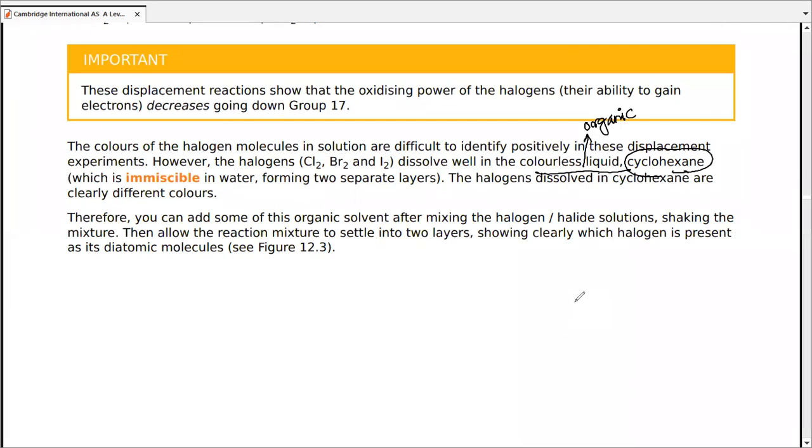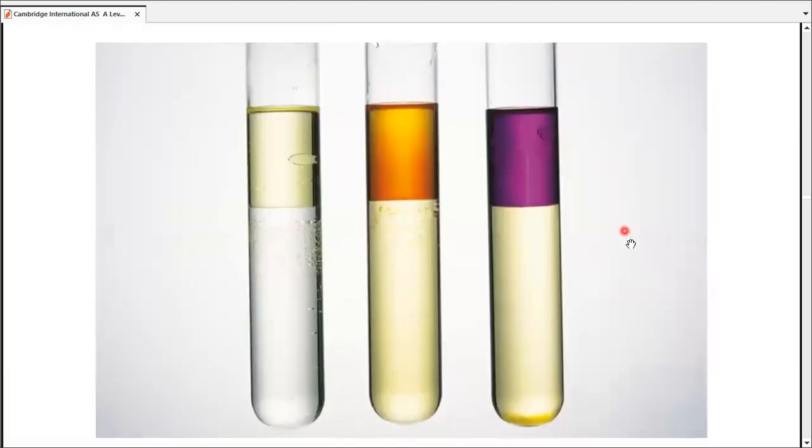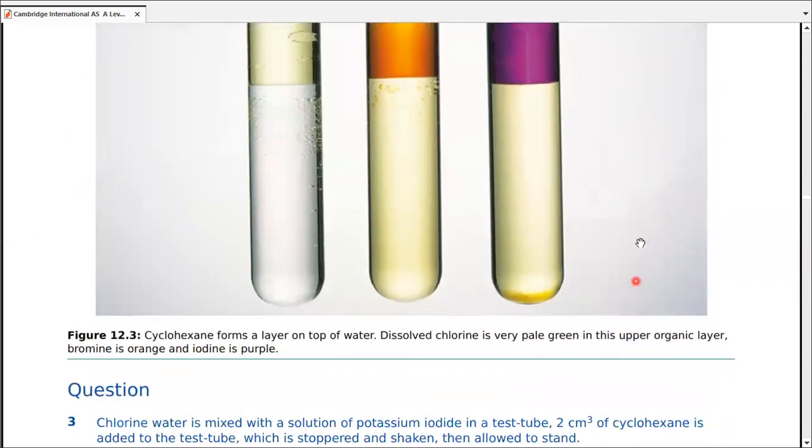Okay, so you can add some of the organic solvent after mixing the halogen or halide solution, then allow the reaction mixture to settle. If there is an organic liquid and water present, it will clearly show which halogen is present as its diatomic molecule. And that's how it gives you the idea. The pale green, the red-brown, and the purple color give you the idea.